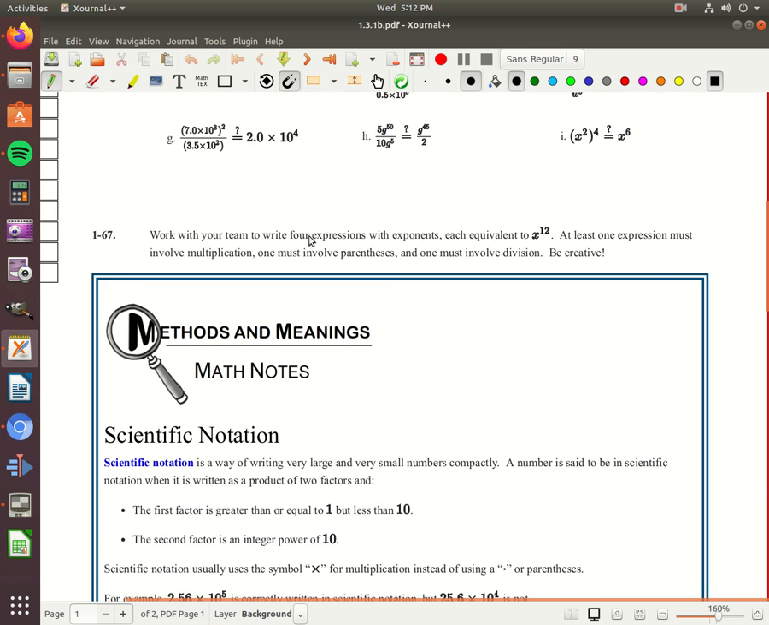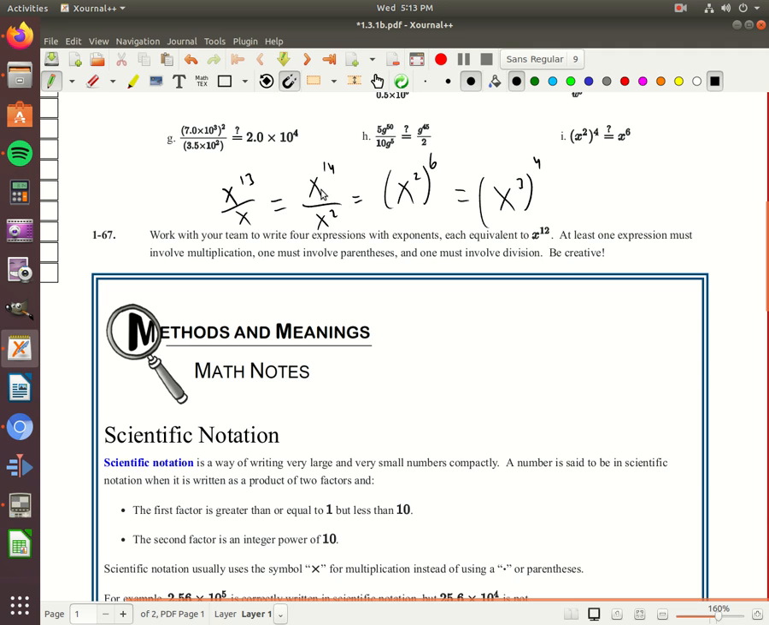So 167 says, work with your team to write 4 expressions with exponents, each equivalent to x to the 12th. So, I mean, you could be as lazy as you want on this. You could say x to the 13th over x, or x to the 14th over x squared. Or if you wanted, you could get a little bit more exciting and go something like this, x squared to the 6th power, or you could say like x to the 3rd to the 4th power. There's a bunch of different ways that we could do this. So like I said, be as creative as you want.